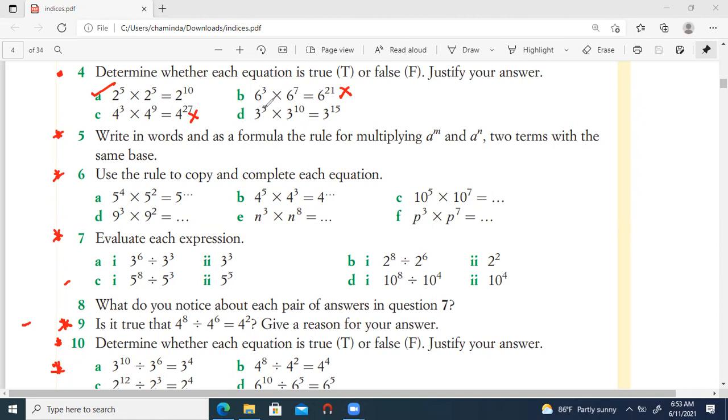Then part D. 3 to the power 5 into 3 to the power 10. The answer is 3 to the power 15. Is it true or false? That's true. Yes, very good.